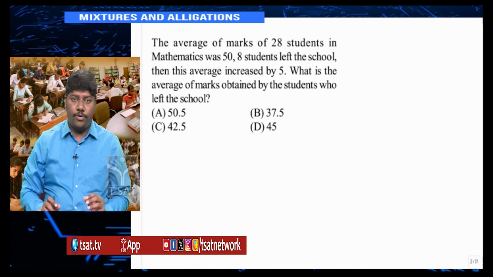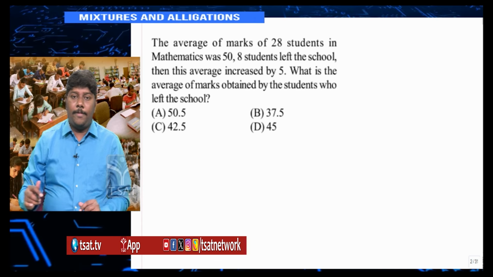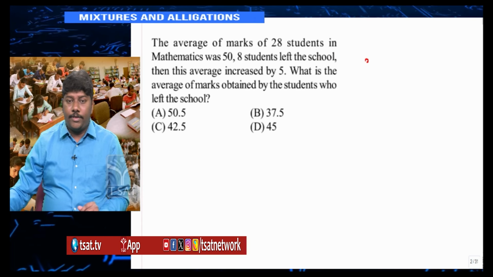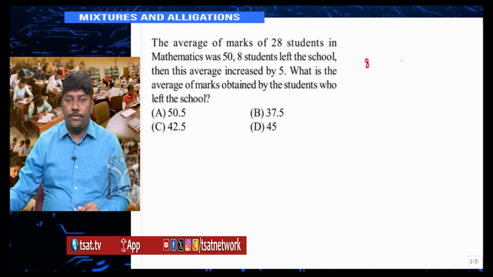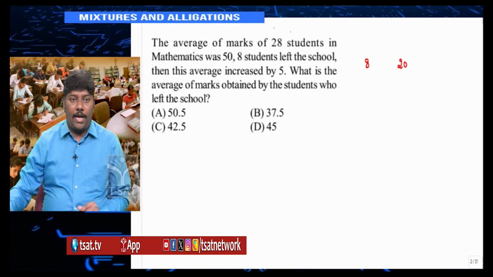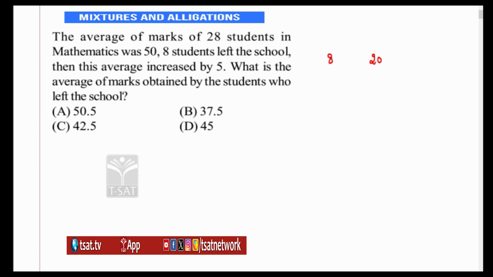Now always try to do it as a grouping. Now see, if 8 students left the school, how many members are there in the school? 20 members. Average of 8 students I have to find. Average of 8 students is how much? We don't know, we have to find. But the average of 20 members, we know it is 55. Always write down the combined average in between.